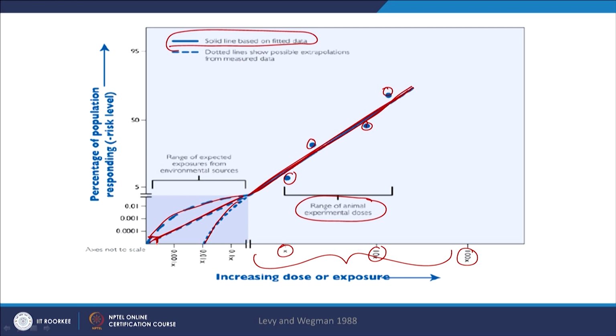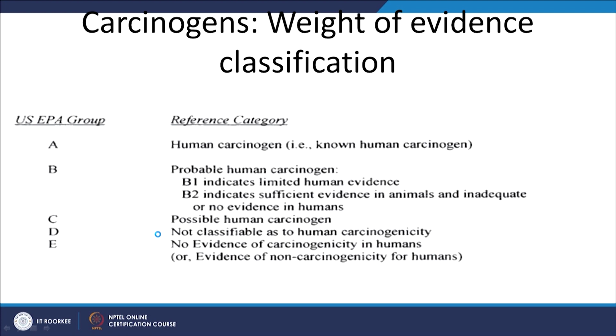Again, here the key is that even at low doses, we assume that there is going to be some adverse response, as you can see out here, right? So that's one particular aspect in that particular context. So let's move on. So here, let's say carcinogens are classified, right?